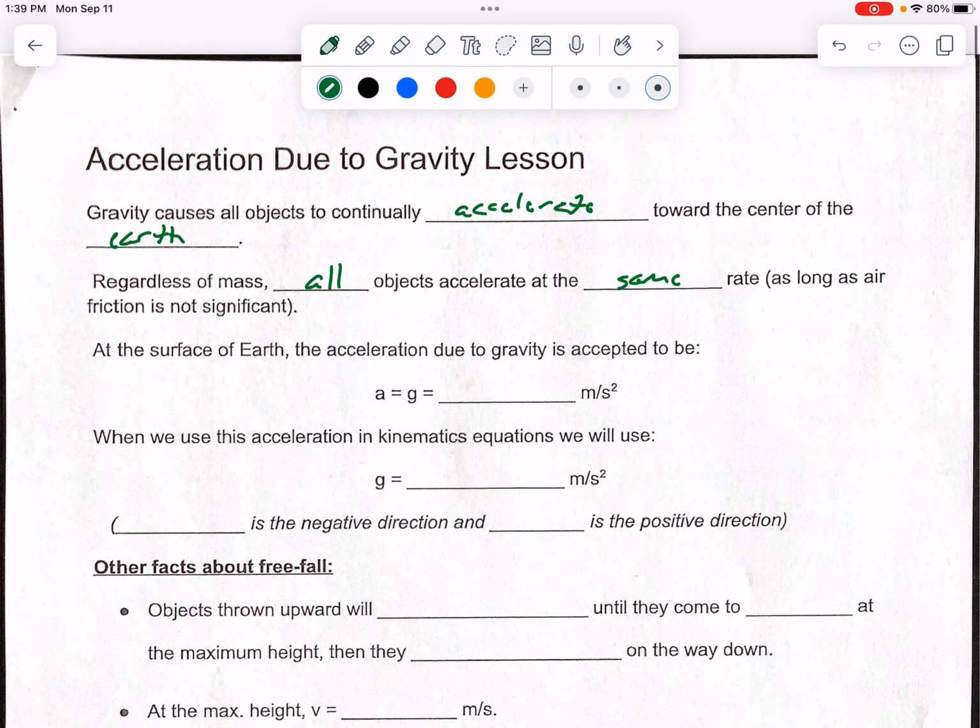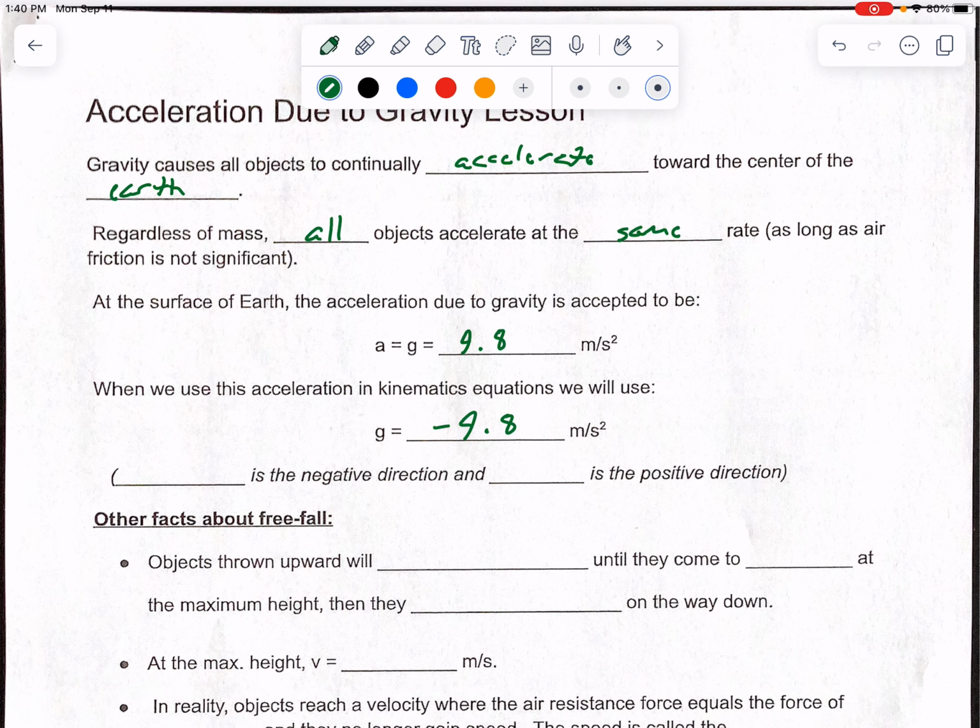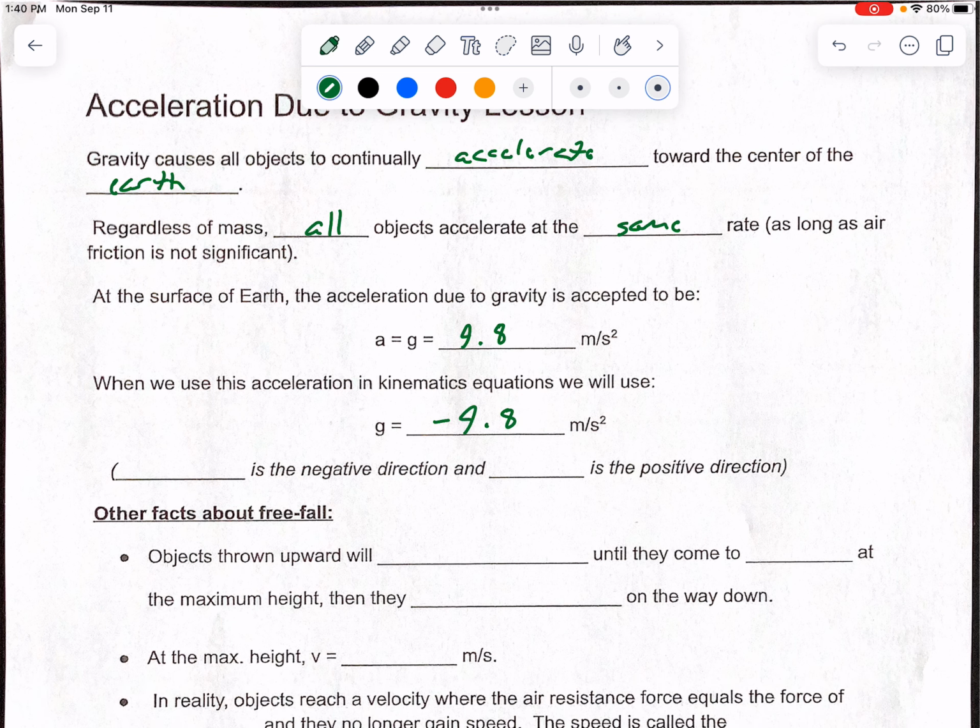So at the surface of the Earth, the acceleration due to gravity is accepted to be 9.8 meters per second squared. Now, when we're using our calculations, remember gravity is always pulling us down. Okay, so the way we're going to tell that it's down is we're going to say it's negative 9.8 meters per second squared. Now, if you forget that sign, a lot of times it won't really do much to your answer. Okay, now you won't get the full credit for it. Okay, but usually numerically your answers will be the same except for a couple examples, and we'll see those here in a second.